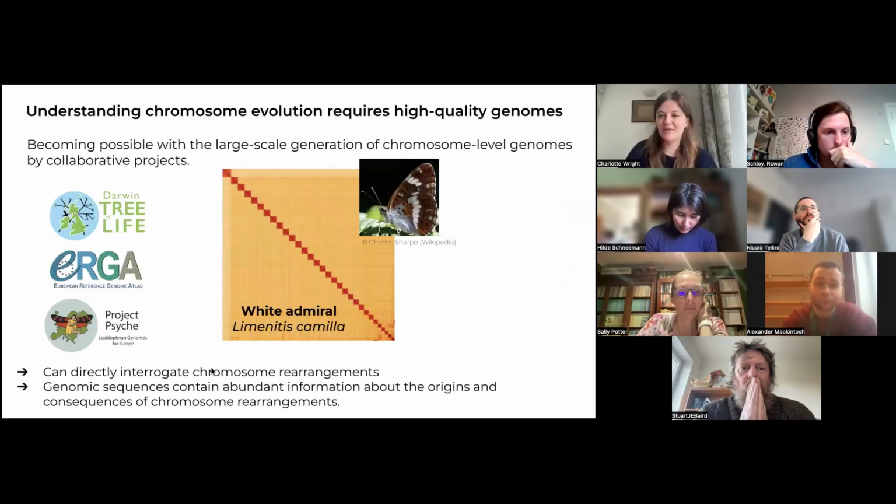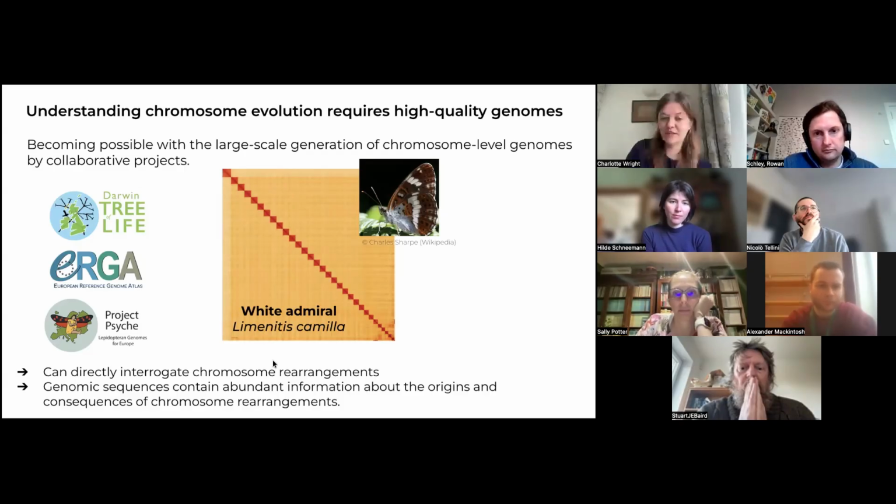And so, I'm a comparative genomicist, so I would argue that we need comparative genomics to try to understand this. And that's what I've been doing over the last few years. With the advent of projects like Hilda mentioned, the Darwin Tree of Life and the European Reference Genome Atlas, as well as specifically for butterflies and moths, Psyche, we're starting to get larger numbers of genomes that allow us to directly quantify and investigate these chromosome rearrangements, going beyond what we perhaps could do with karyotypes alone. And these genomic sequences contain a lot of information about how these rearrangements may have arisen and what their consequences might be on processes like speciation.